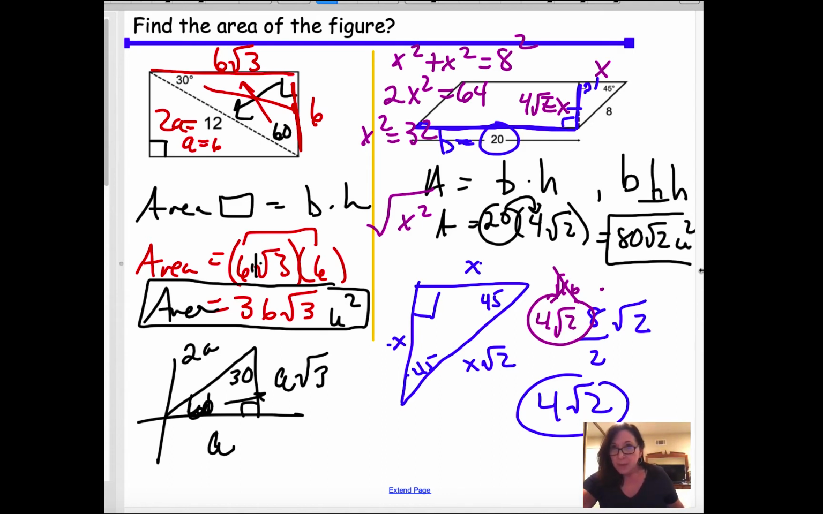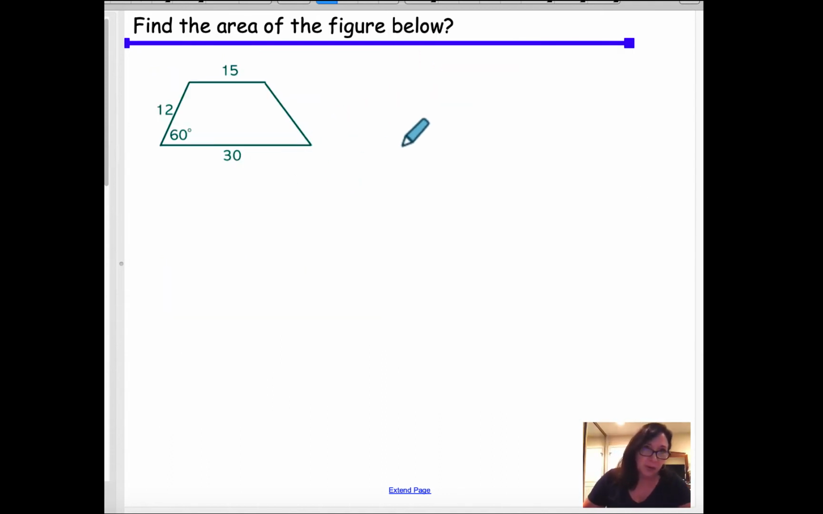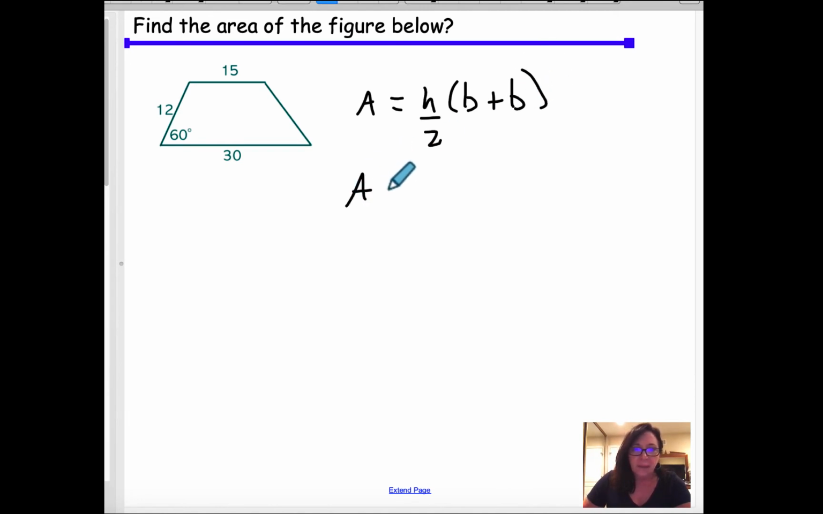Okay? So for this problem here, this is a trapezoid. And I want to find the area of this trapezoid. So I'm going to go find the area of that trapezoid. Area is equal to the height divided by 2 times the sum of the bases. And what that means is I don't know the height. The height's not there. So we're going to leave that blank for a minute. And we do know the bases. The bases are 15 plus 30. Now don't get this confused with this 12 out here, because it has nothing to do with what we're doing.